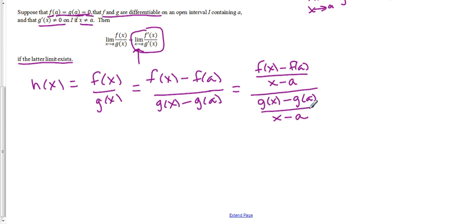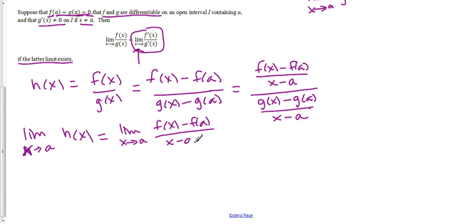Now, I'm really interested in the limit as x goes to a, so I'm going to take the limit of both sides. I'm going to have the limit as x goes to a of h of x, and that's going to be equal to, taking the limit separately in the numerator and the denominator, what I have up here, divided by the limit as x goes to a of g of x minus g of a all over x minus a.